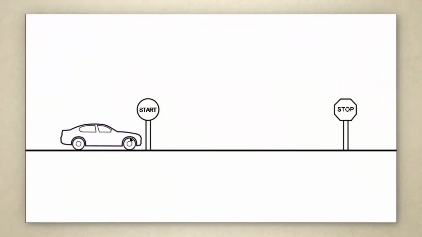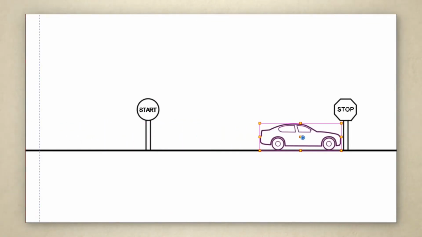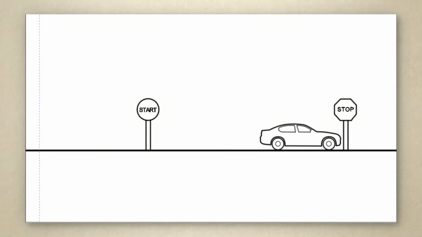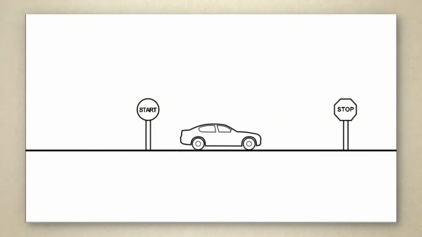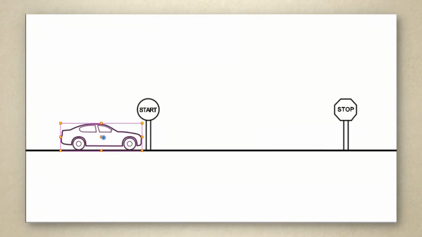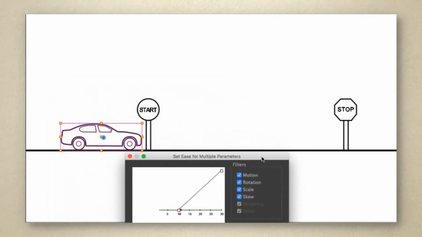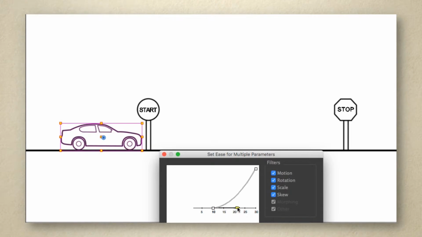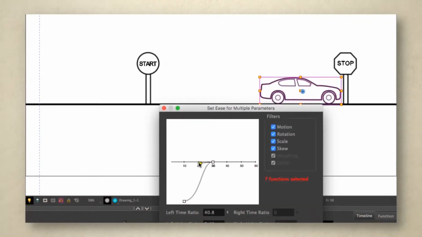Let's take a look at an example. In this example, we're moving this car across the screen. It's moving too evenly right now. So let's bring up the easing graph, and then we can use these handles on our graph points to change the shape of the graph. The steeper the line, the faster the motion will be at that point.